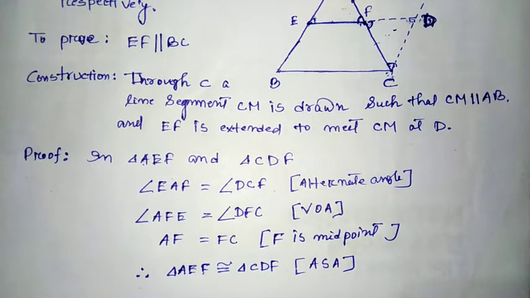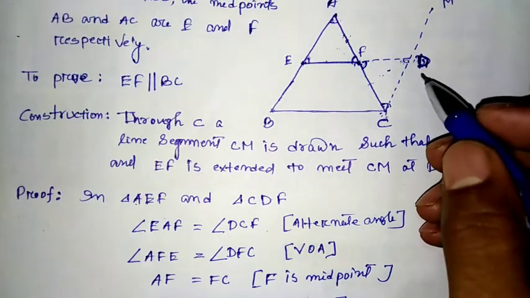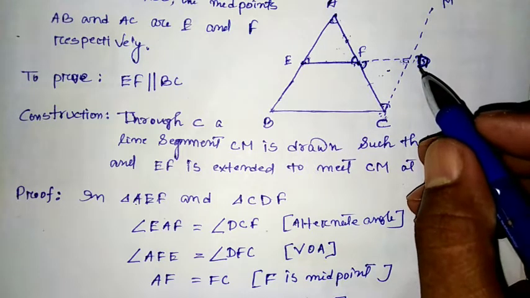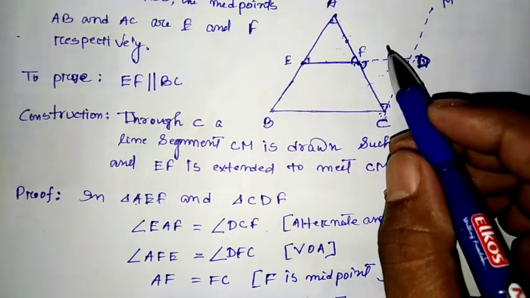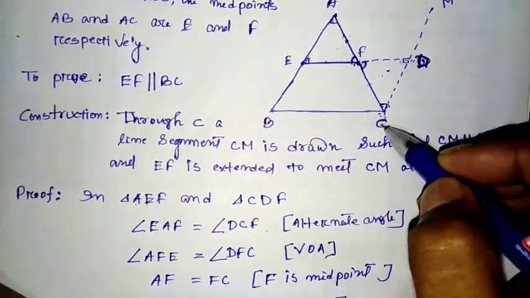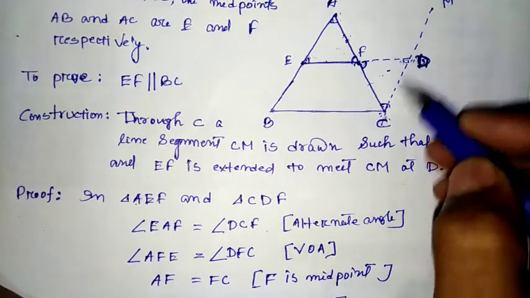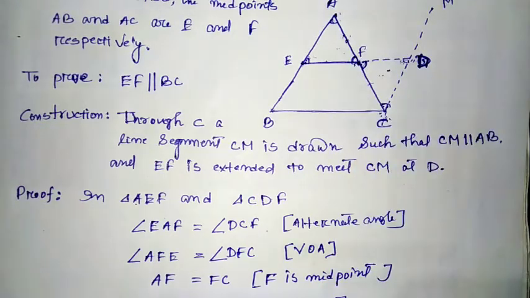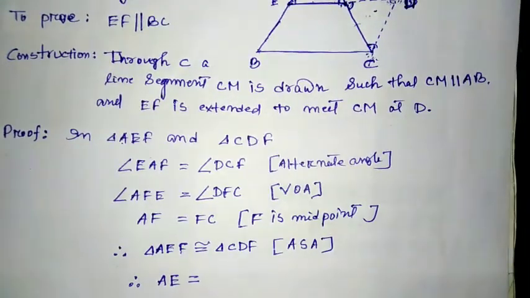So since they are congruent, we know that for two congruent triangles, all the corresponding parts are equal. That means we can write AE is equal to DC, or CD. Therefore we can write AE is equal to CD, CPCT.